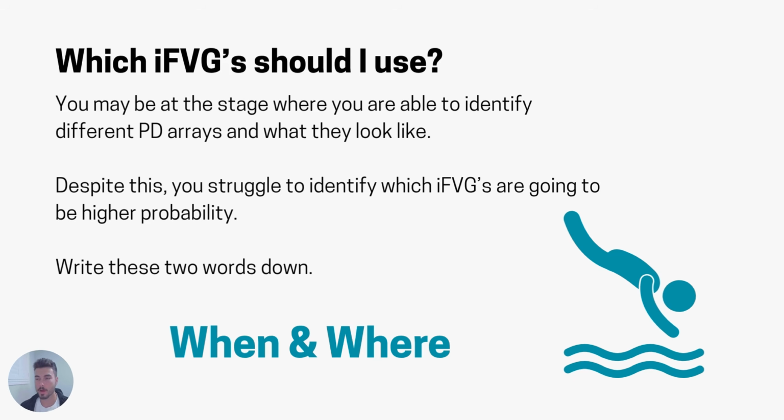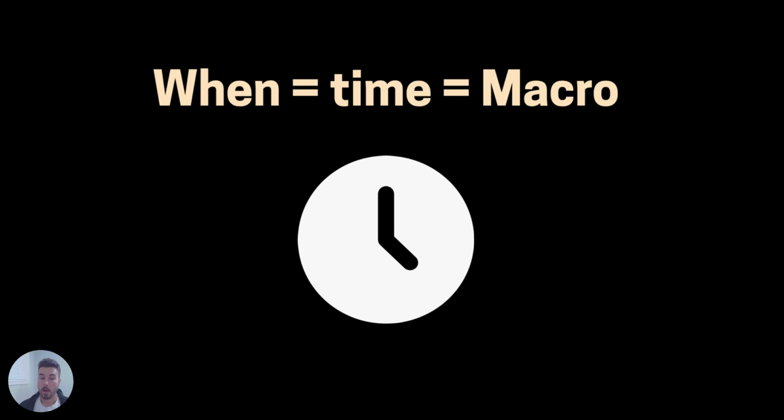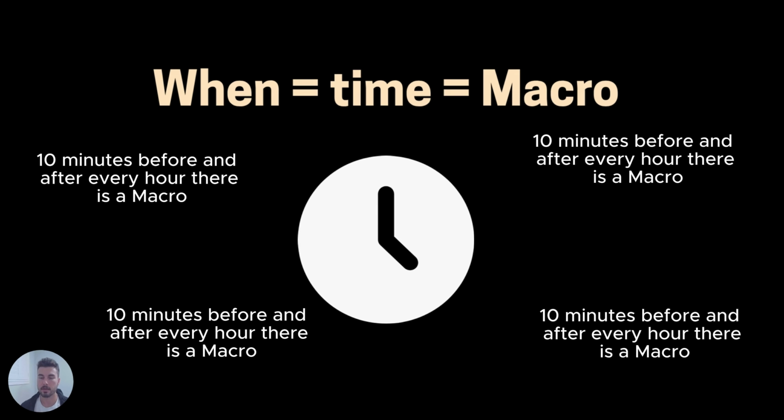And I want you guys to write these 2 words down. This is all you need. 2 words. When, number 1, and where, number 2. Now, when is as simple as waiting for the macro. Now, macros exist every single hour. Write this down. 10 minutes before and 10 minutes after every single hour.